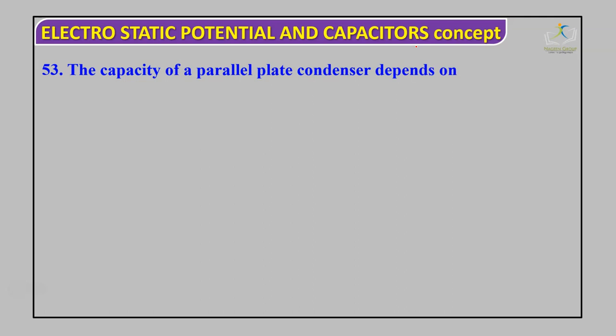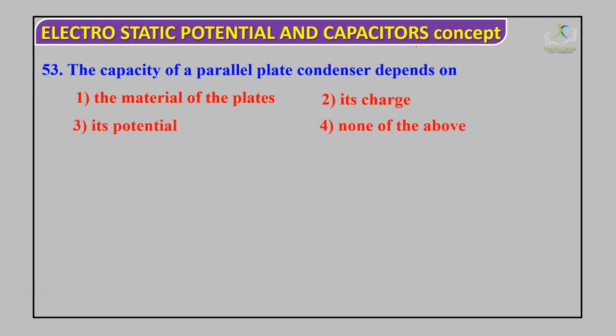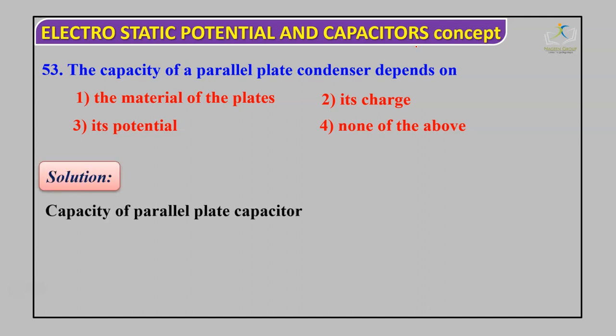The capacity of a parallel plate condenser depends on the material of the plates, its charges, its potentials, none of the above. Capacity of a parallel plate capacitor, C is equal to K epsilon naught by D. According to that, the correct answer for this question is option 4. Hope you understand this much. Now, move on to the next question.